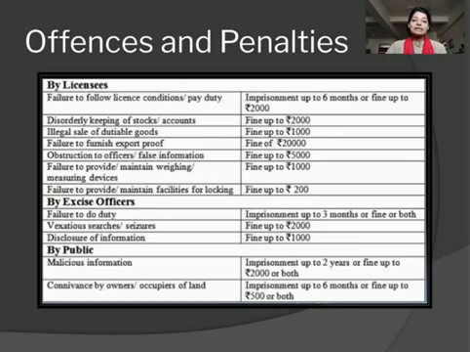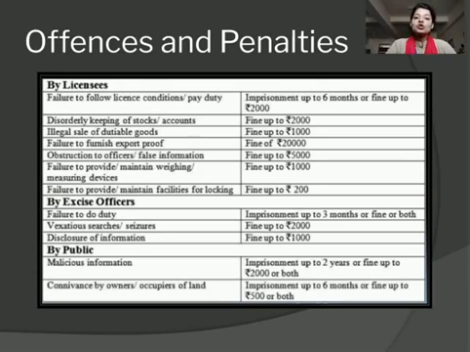Now coming to the offences and penalties. There are certain categories of offenders: for example, if the offence is done by the licensee, by the excise officer, or by the public. The first point is if the offence is done by the licensee. The first is failure to follow license conditions and pay duty. Then the person is liable for imprisonment up to 6 months and a fine up to 2,000 rupees.